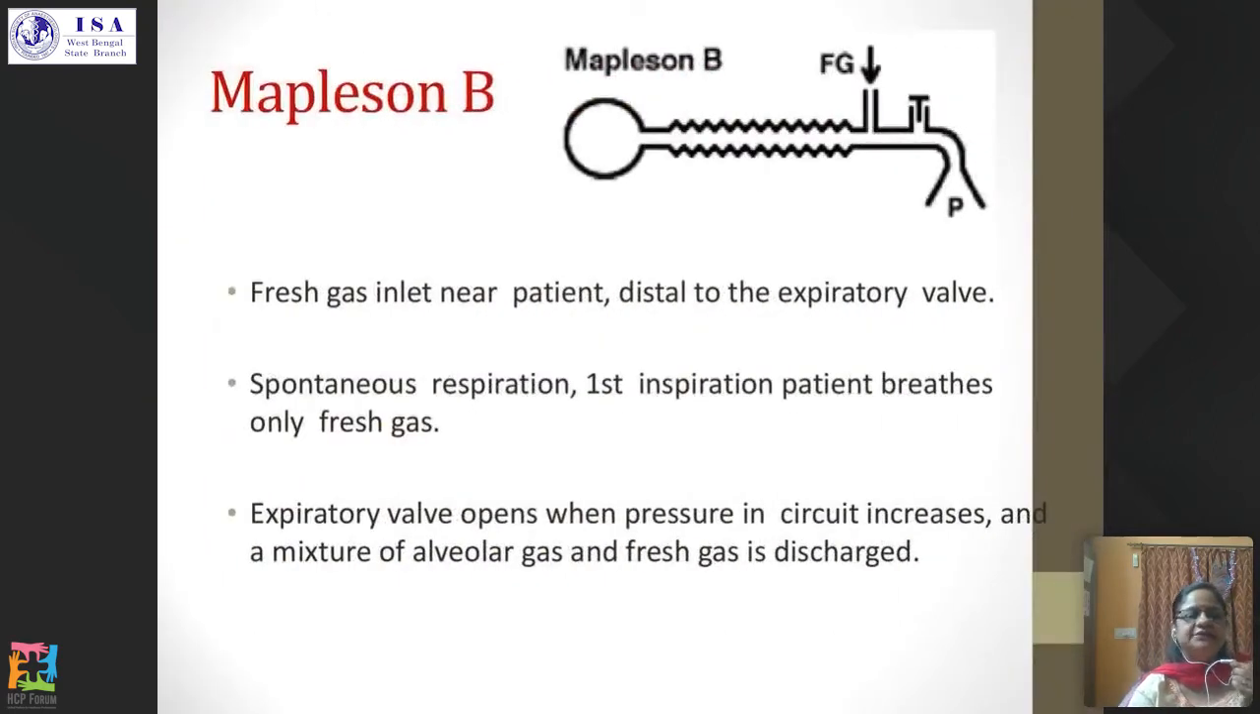The next is Mapleson B. Here the fresh gas inlet is near the patient, distal to the expiratory valve, just distal to the expiratory valve. It is used mostly in spontaneous respiration. On the first inspiration the patient breathes only the fresh gas. Here fresh gas is coming from here, and the expiratory valve opens when the pressure inside the circuit increases, and a mixture of alveolar gas and fresh gas is discharged.